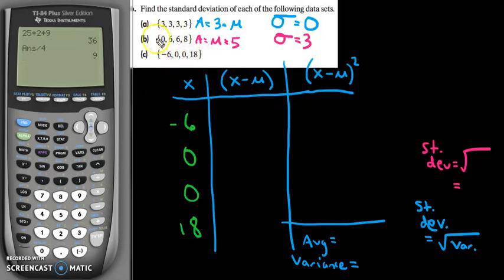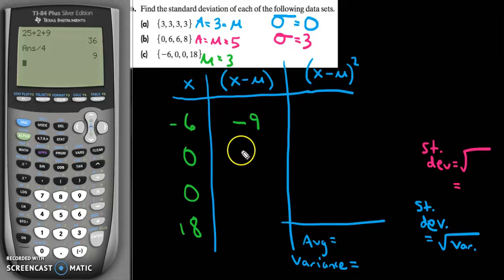Okay, so my average, if I add these together, negative 6 plus 18 gives me 12, plus 0 plus 0. So 12 divided by 4 is a mean or an average of 3. So in all these, I want to do negative 6 minus 3, so I get negative 9. Picture what that means. Negative 6 is 9 below the mean. So if the mean is 3, go from 3 to 0 and then all the way down to negative 6. So that one's way below the mean.